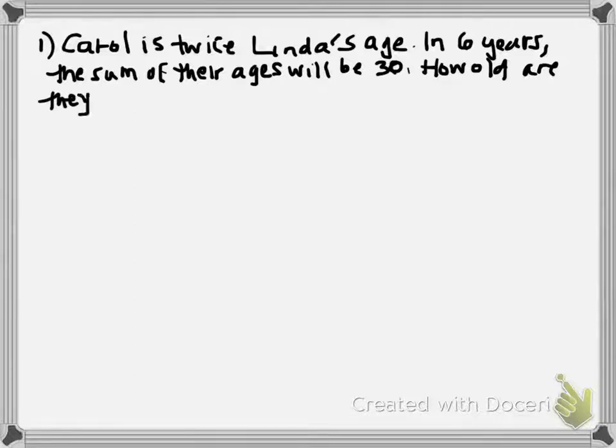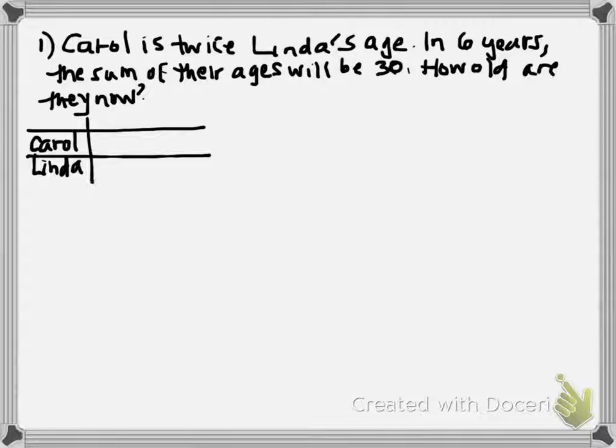So you're always going to be solving, well, I shouldn't say always. Generally, you're going to be solving for their current ages. So in my chart, I've got two people, Carol and Linda, so they're going to go vertically. And then I'm going to create, in this case, they only talk about their ages in 2 times, so I'm going to create 2 columns. First column is always age now. Second column is age in 6 years.